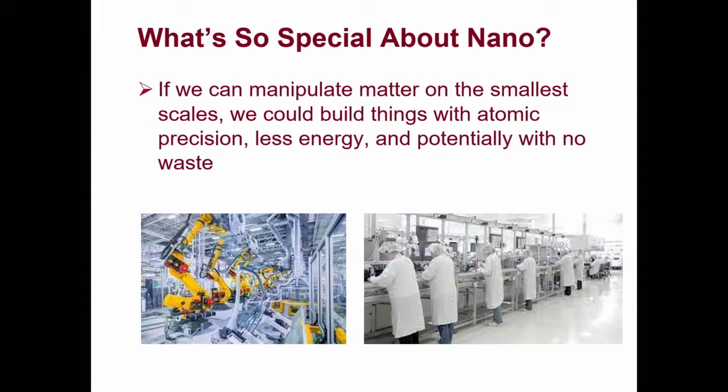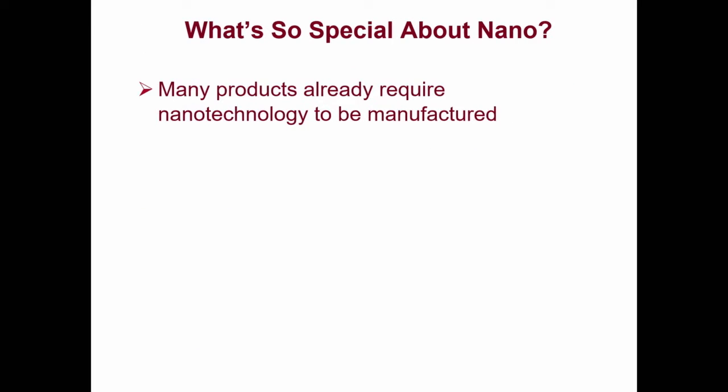Another promise of nanotechnology is that if we can build things by manipulating matter on the atomic scale, in theory, we could build things with extremely high precision, much less energy, and potentially no waste material. So this has not been realized yet, but this is something that nanotechnology promises for the future.